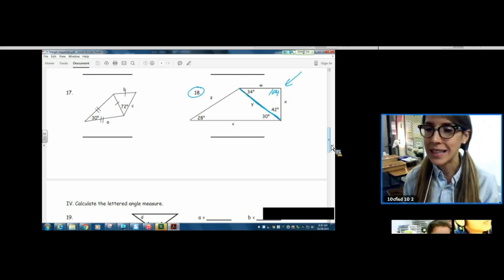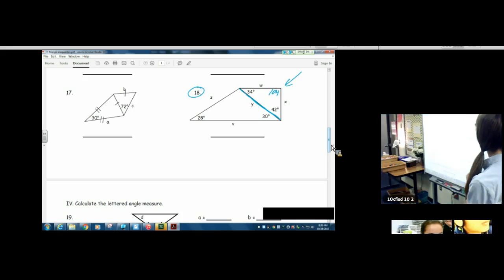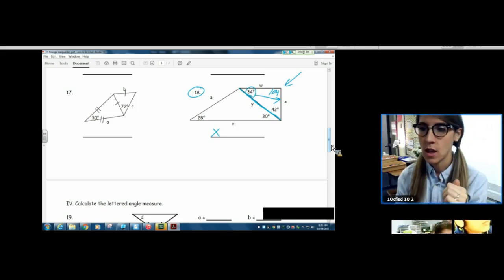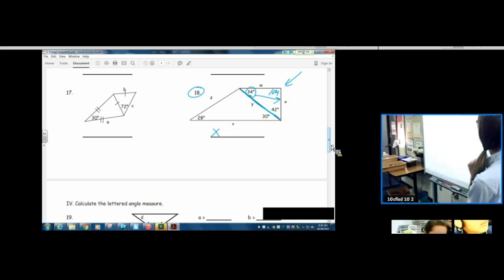So let's list them from least to greatest. Okay, so the smallest side would be x. X is across from 34, so we're going to list that first. The next largest side would be w, across from 42. And within this small triangle, the largest side would be y.